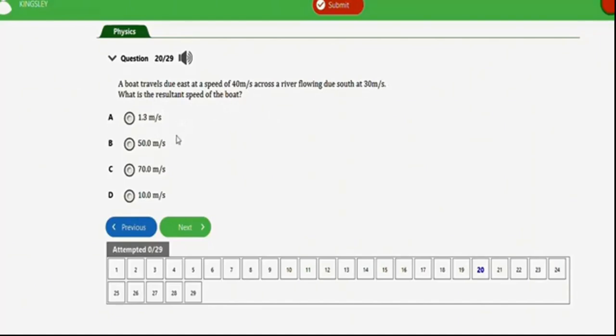We are still going to get 50 meters per second when you apply the resultant force, when you apply the Pythagoras rule to it. But let me just show you.